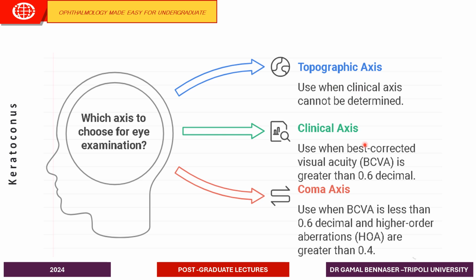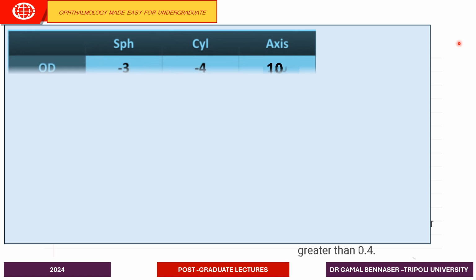So to summarize, it is like this. If you have high order aberrations, rely on the coma axis. If not, you can rely on the topographic axis. And I will give an example here.